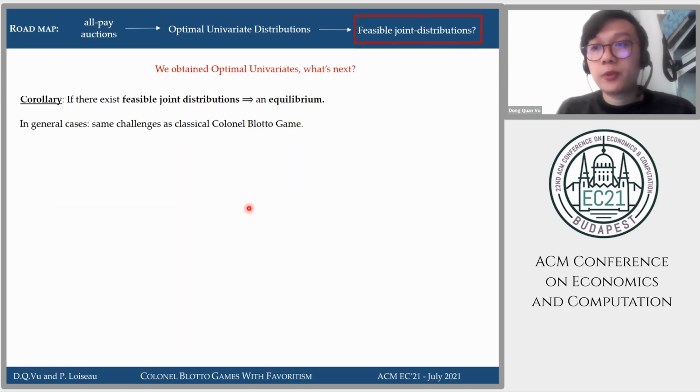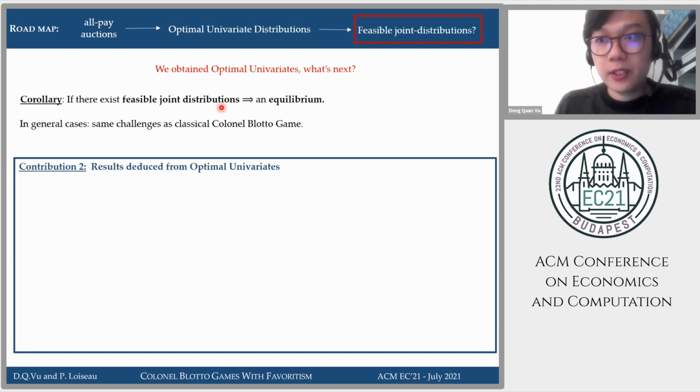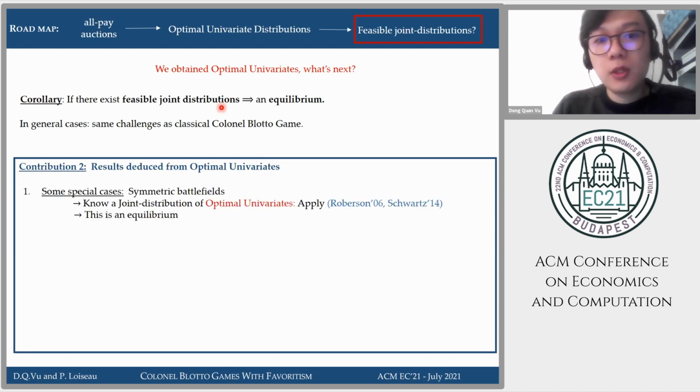So we have found the optimal univariate. What can we do? The direct corollary is that if there exists a feasible choice distribution, then we have found an equilibrium. However, similar to the case of classical kernel Blotto, such a choice distribution is not known in general. However, in some special cases, we can deduce some interesting results. For example, in the case of symmetric battlefields, let's say all battlefields have the same parameters, then applying the work from Robertson 2006, we can find an equilibrium.